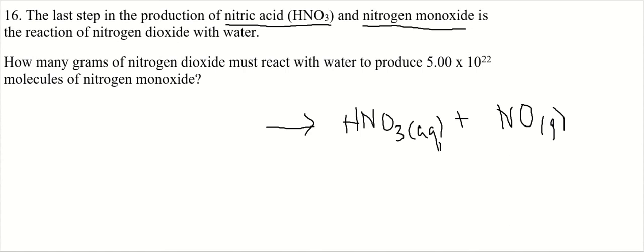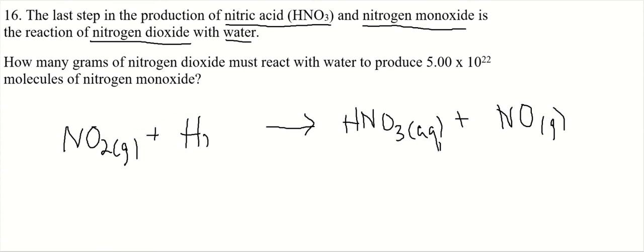To produce this, we need a reaction of nitrogen dioxide, which is also a gas, and water. All right, so we'll put that on the reactant side. Nitrogen dioxide and water. All right, so let's balance this before we start. We've got to balance it before we do stoichiometry.